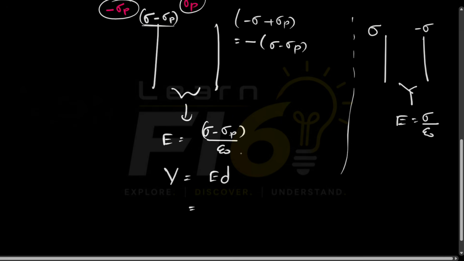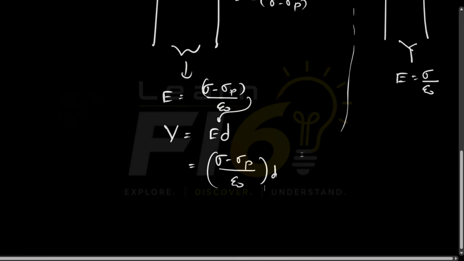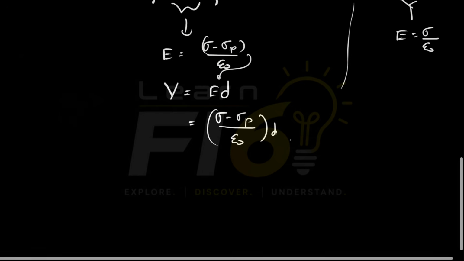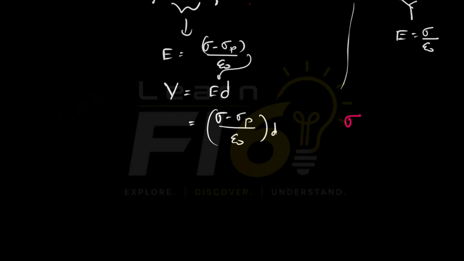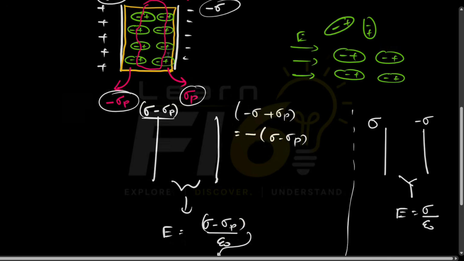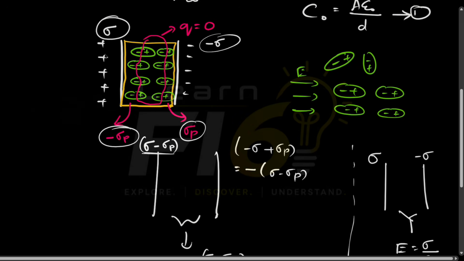We know the formula, and I'm using the E value in this. I will get sigma minus sigma p divided by epsilon naught times d. This is the potential difference between the plates. We know that sigma p is actually an induced charge. Sigma p is the induced charge density because of the applied charges on the plate. Sigma is the charge which lies on the plate, which is marked in the white color, and sigma p is the induced charge.